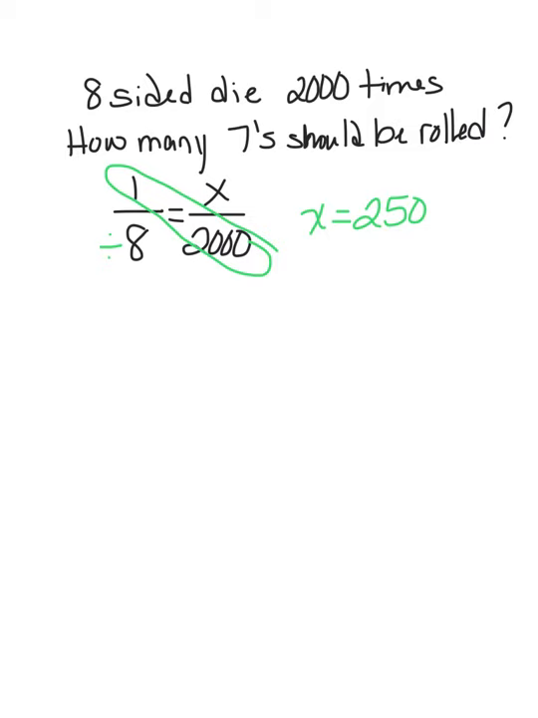So that's all you do. You write the fraction and you set it equal to another fraction, set up your proportion, cross multiply and divide.